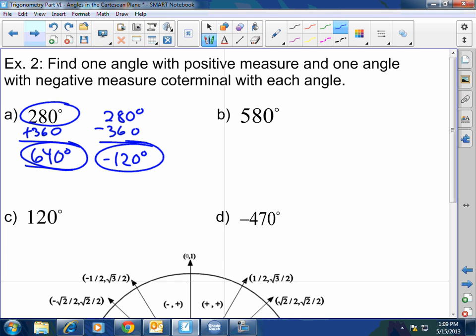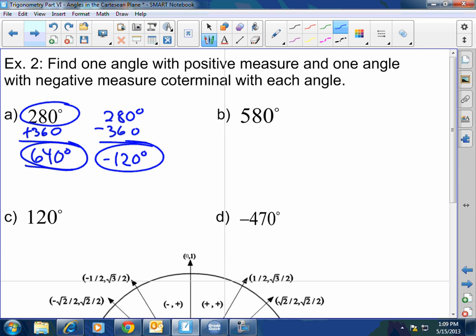If you were to take the sine of 280, that will equal the sine of 640, and that will equal the sine of negative 120. I promise you. The sine, or the cosine, or the tangent, or the cosecant, or the secant, or the cotangent.